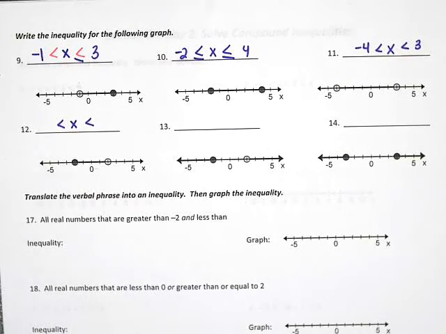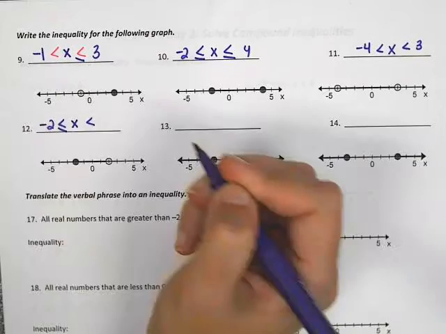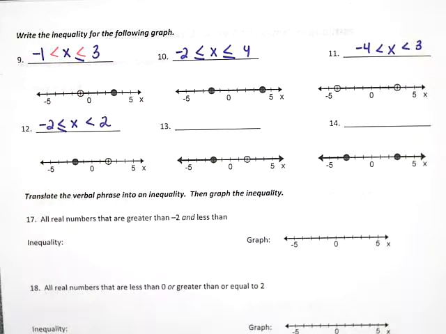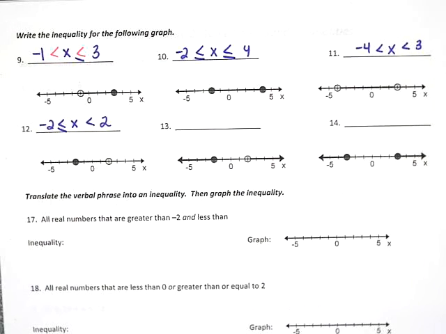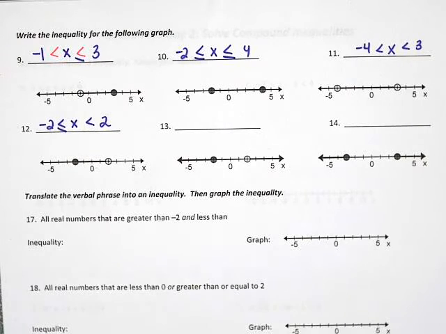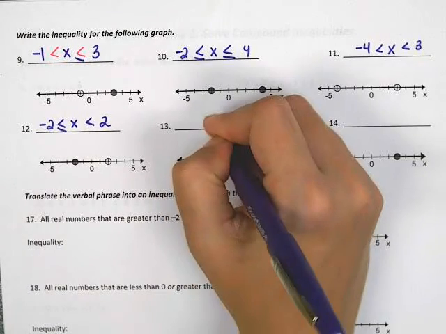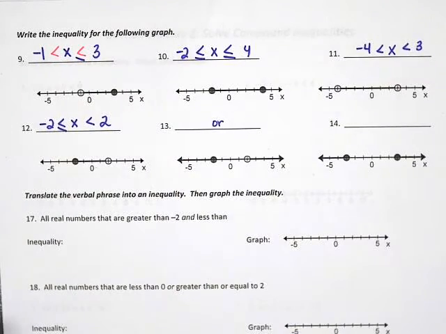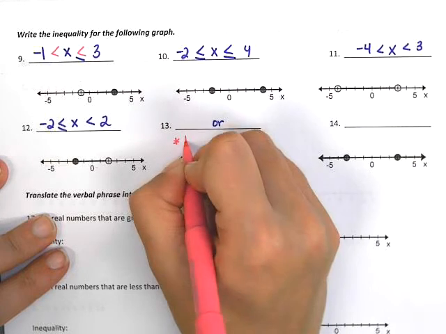The left-hand side this time has a closed circle, so I'm going to make that an underlined less than to mean equal to. The number on the left is a -2. The number on the right is a +2. Now number 13 is a little bit different. Instead of shading the middle, the outside edges are shaded. So the word or will go in the middle. Then we just write 2 separate inequalities.